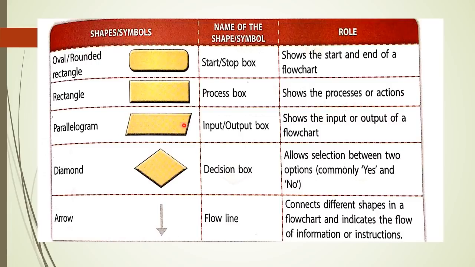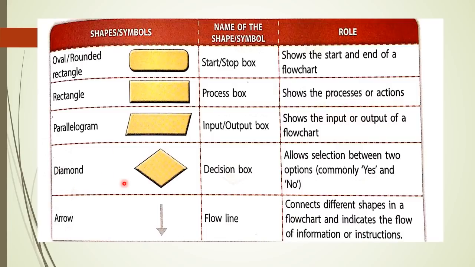And the parallelogram is the input and output box. It shows the input or output of a flowchart. When you give input, we have to use the parallelogram. When you get output, that is, after providing input, it calculates in the rectangle shape and gives us the output, isn't it? So when we are getting that output, we represent it again in parallelogram shape. Both the input you give and the output we get are parallelogram shape. Got it, children?